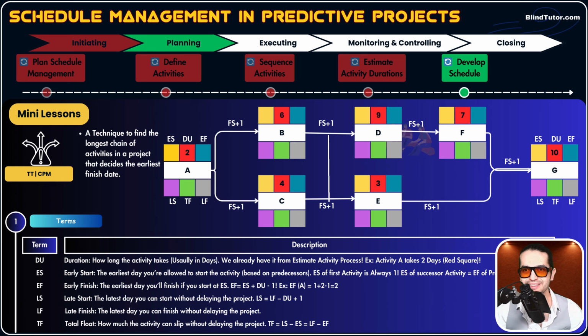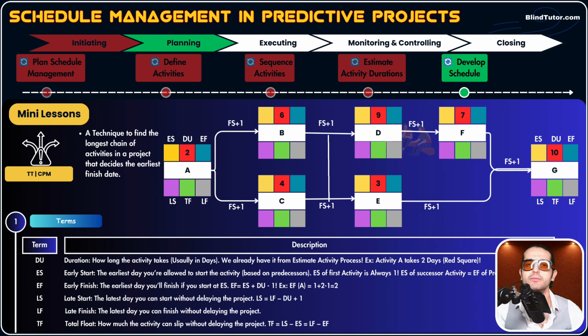Which one makes more sense? Of course 1, because we don't have day 0. We have day 1 of working on something, okay? There is no day 0. So I prefer to use 1 as ES of first activity.